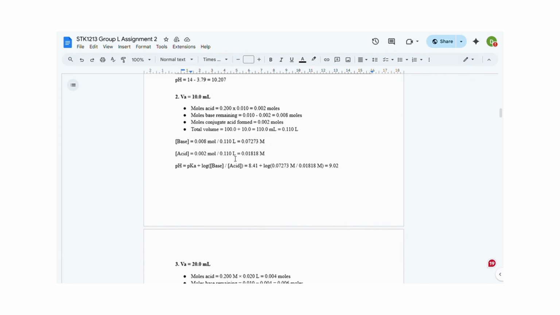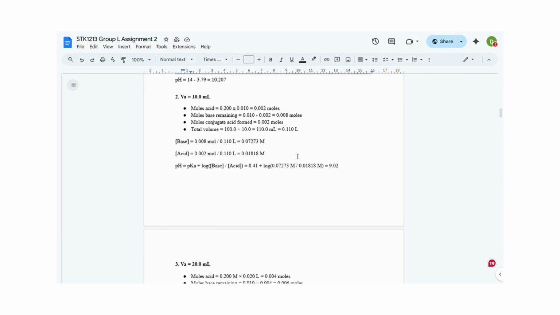But when the acid is added, we need to calculate moles of acid and moles of base remaining. So this is how we do: 0.2 mol times 0.01, 0.002 moles. And then for the base remaining, we subtract and we get 0.008 moles. And then for the total volume, 100, the initial volume, plus the acid that we add later, which is 10, and then we get 0.110 liter.